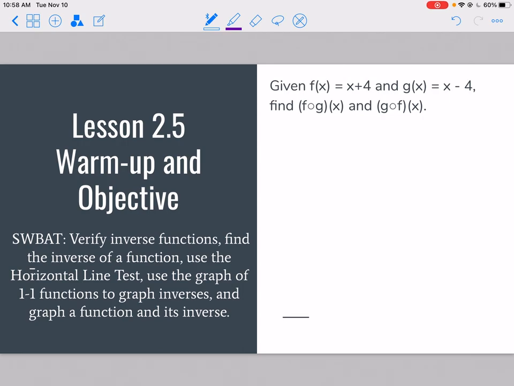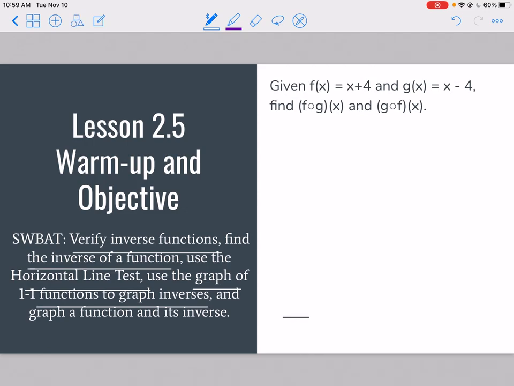Okay, so first thing we're going to do today is talk about how we verify that two functions are inverses. We will also determine how to find the inverse of a function, look at the horizontal line test, and how we graph inverses. So lots of things with inverses.